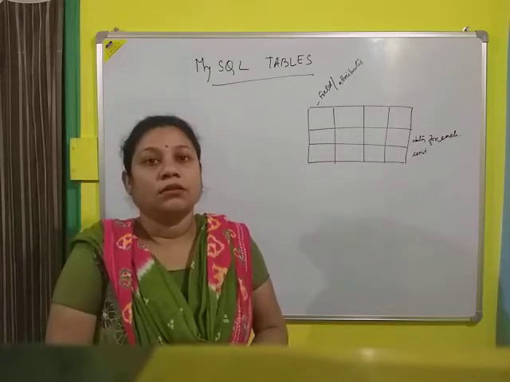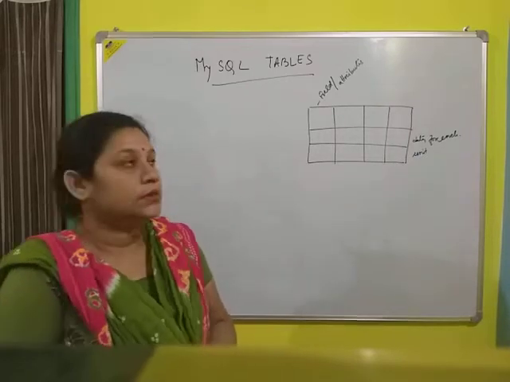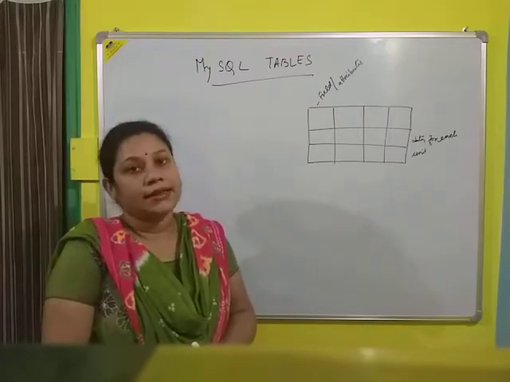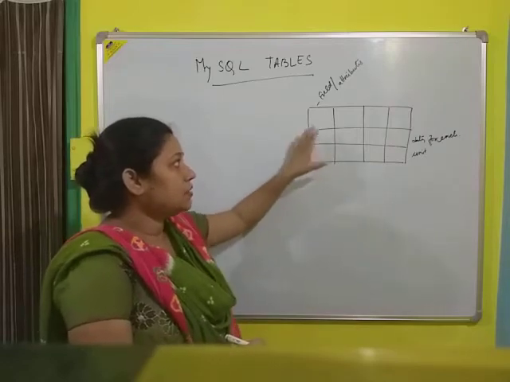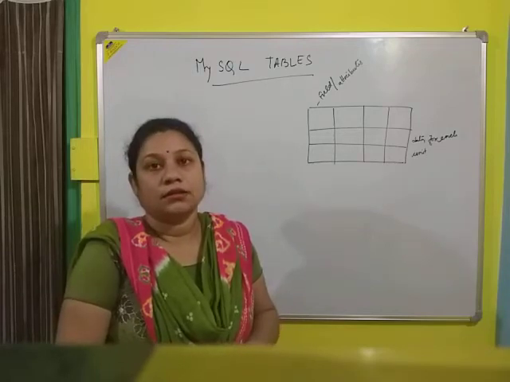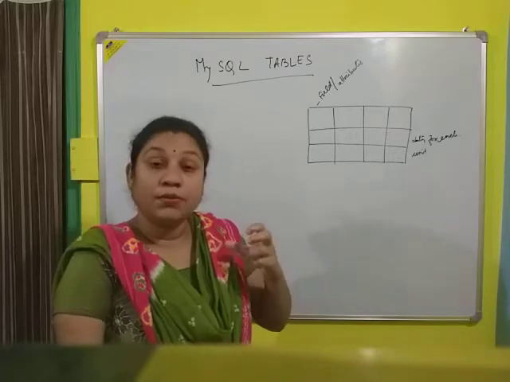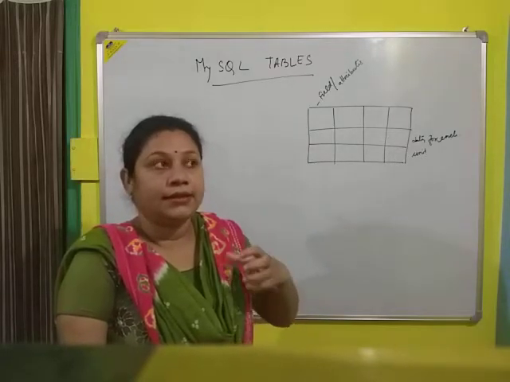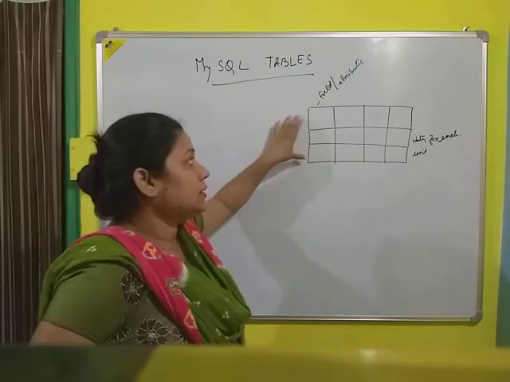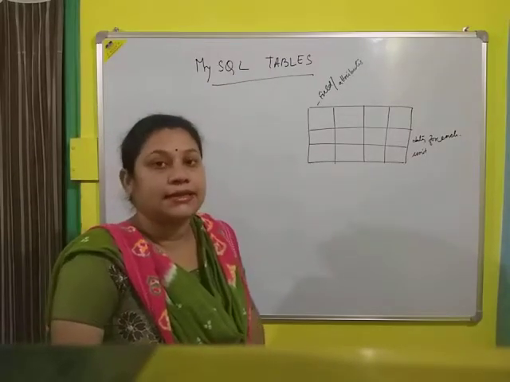Now, first of all, I am going to discuss what a table is. A table is nothing but the combination of rows and columns. Look at this picture. When we store our data in a particular memory location, it forms the structure of a matrix, the combination of rows and columns. That is the table.